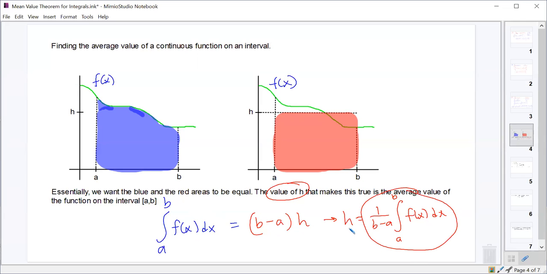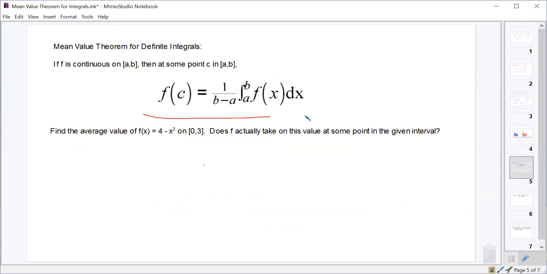The average value of a continuous function is 1 over b minus a, so 1 over the length of the interval, times the integral from a to b of the function. This is the mean value theorem for integrals. There it is again. It has to be for a continuous function. Like I said, this is the mean value theorem for a continuous function from A to B. Easy enough?